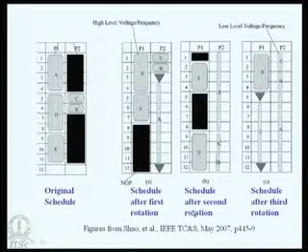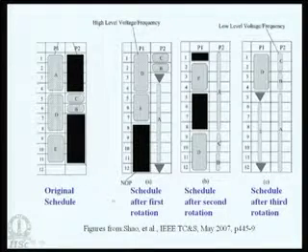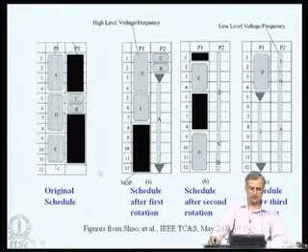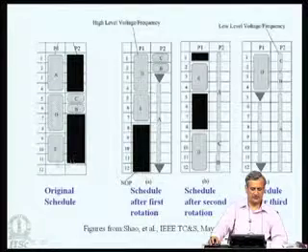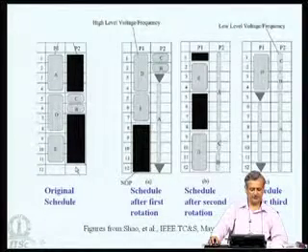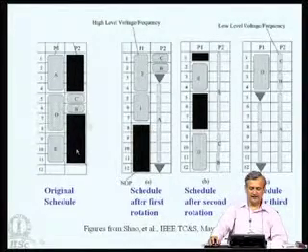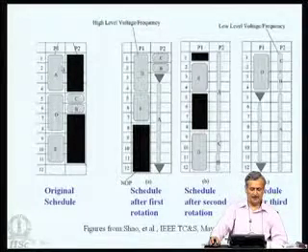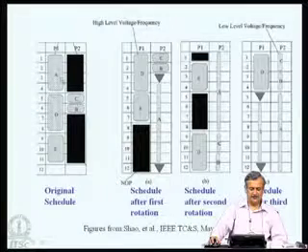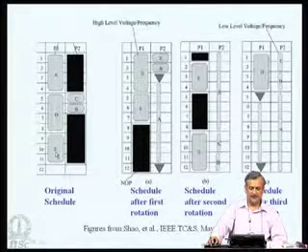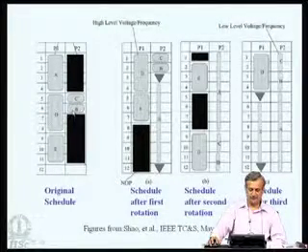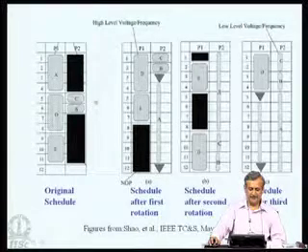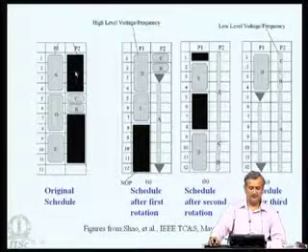How does loop rotation help? So, let us consider a 2 core processor. There are 2 processors, 2 CPUs, and the hatched area indicates that the processor is running at the highest frequency and voltage. The black area indicates that the processor is doing nothing.